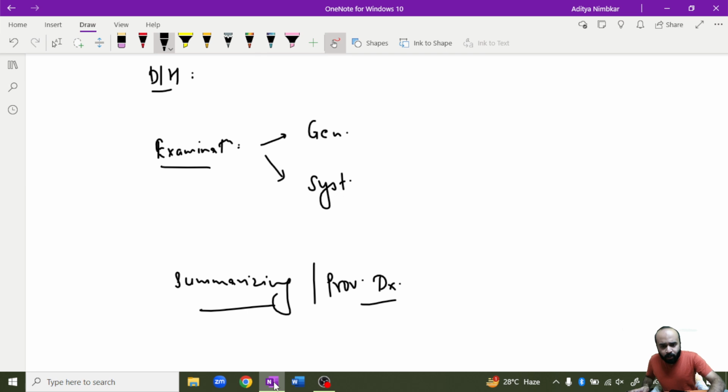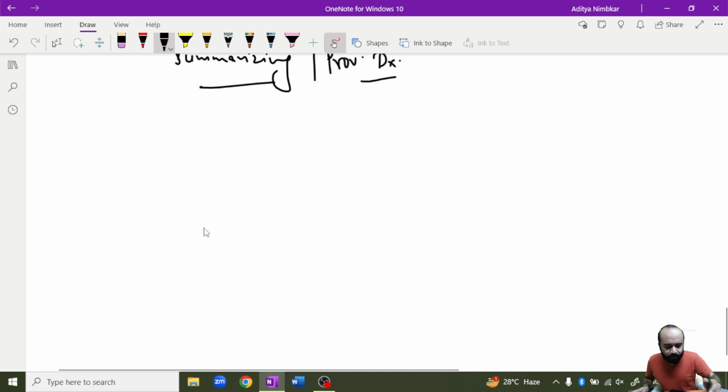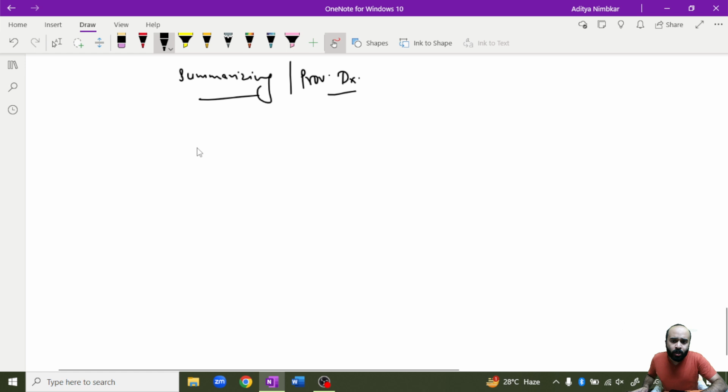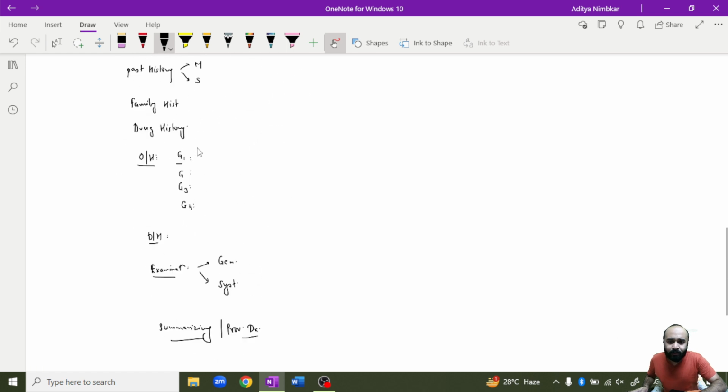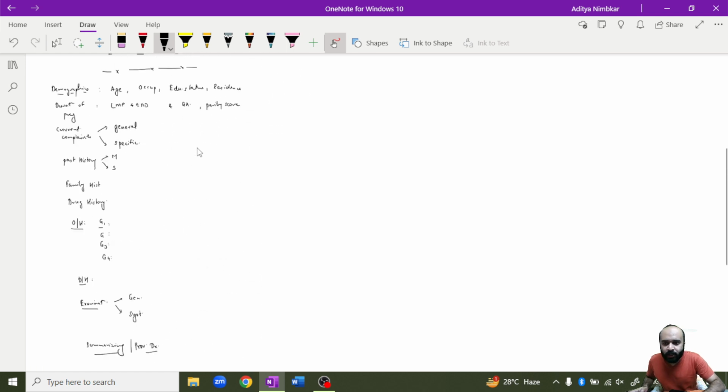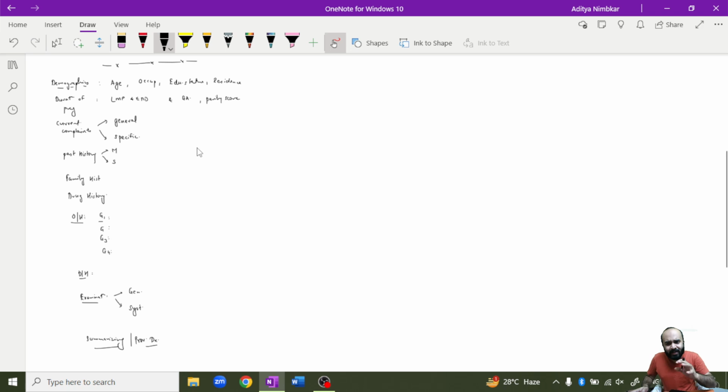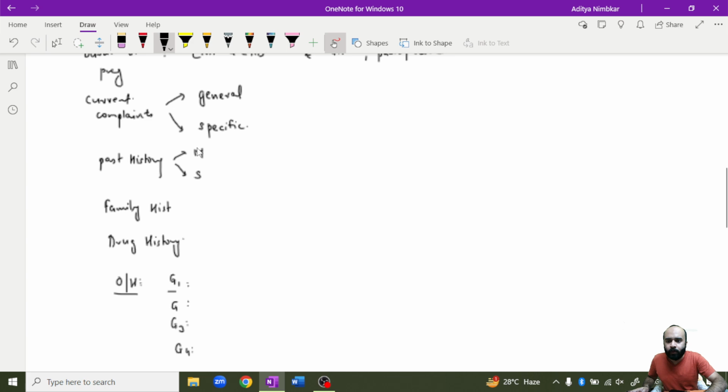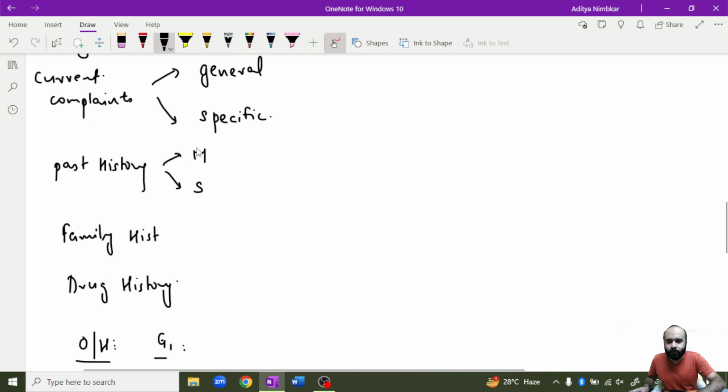Then coming back, starting from the first part of history. The first part of history that we had mentioned, this is, by the way, your general skeleton, what I would say, skeleton of history taking for this patient, and this skeleton is going to be valid for all patients, just that a few things will come and go, but this skeleton can be used for every patient irrespective of the diagnosis in obstetrics and gynecology. So now coming to the specific parts of it.